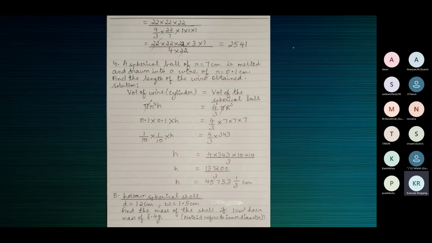Into a wire of radius 0.1 centimeters. So for the wire, you only know the radius. You don't know the height or the length of the wire. What do you know for the sphere, children? You know the radius. Yes, we know the radius. That's all you need for the sphere. Now the other thing in the question is the wire, which is cylindrical. What do you need for a cylinder? Radius and height. What is known? Radius. Then what is not known? Height. That's what we'll have to find.